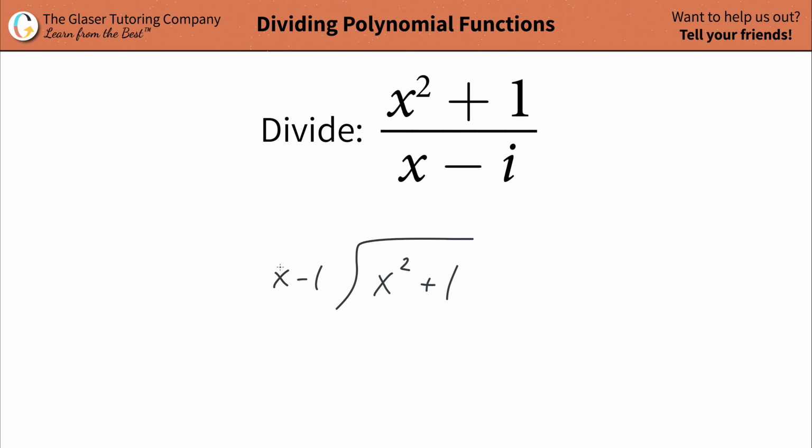Now your goal is to identify how many times this leading term here, x, goes into the leading term inside of that division symbol. So in other words, if you took x squared and divided it by x, what does that result in? Well, it results in x. This is your quotient technically. So put that quotient above.